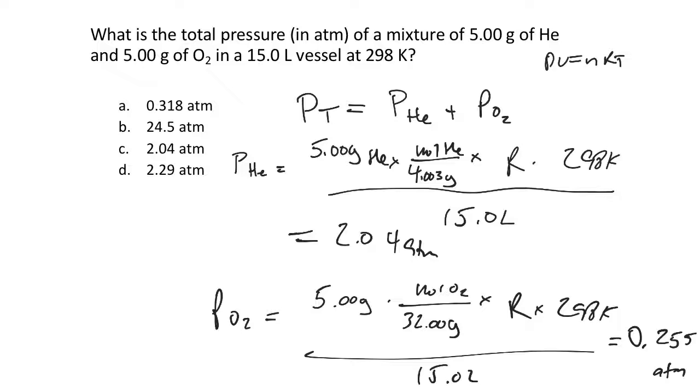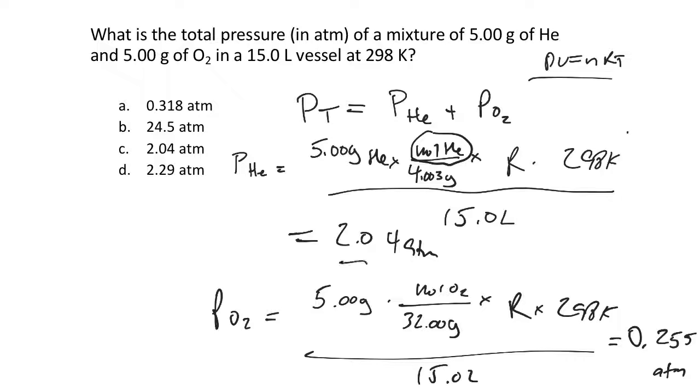Okay, so our main approach here on this one, coming back to the ideal gas law, very simple equation. We're just solving for pressure, nRT divided by V. I'm taking the mass of helium divided by the molar mass to get the moles of helium. So mass divided by molar mass is moles. Multiply by R, 0.08206 liter atmospheres per mole Kelvin, times the T, divide by the volume. And then we repeat the same calculation for oxygen.